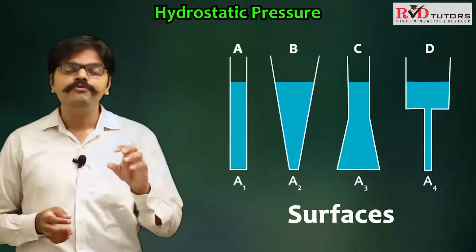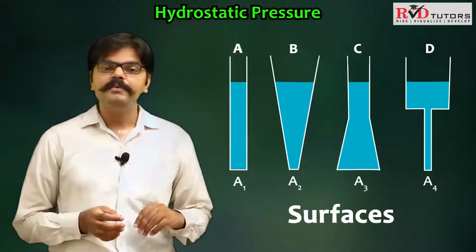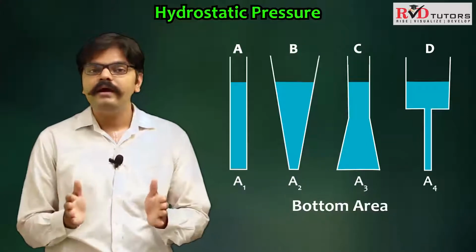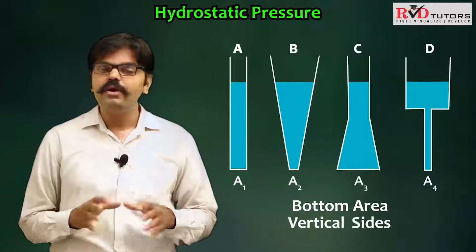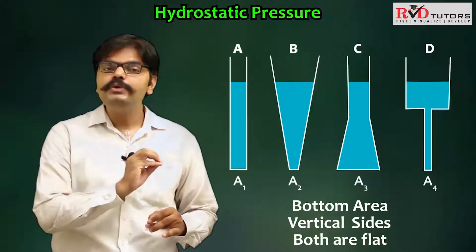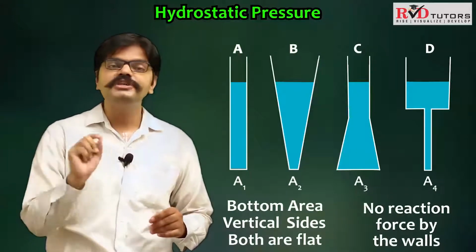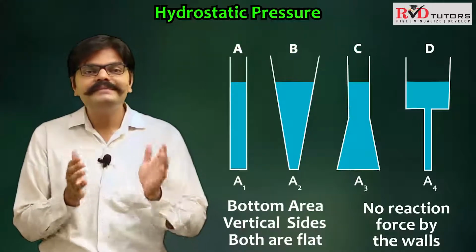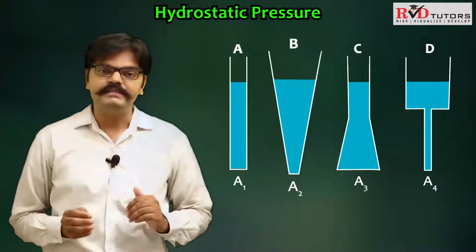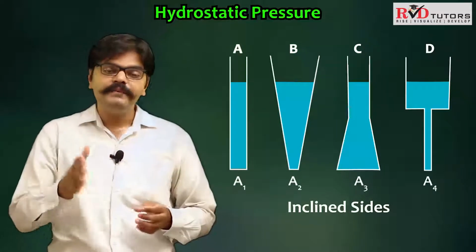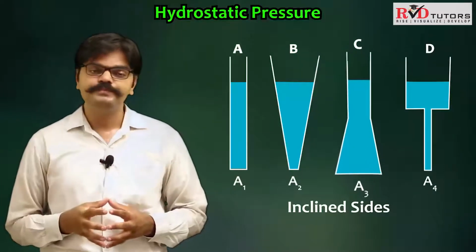Now I would like you to concentrate on vessel number one. In this vessel, the bottom area as well as the vertical sides are all flat. In this case, there is absolutely no reaction force that would be generated by the walls of that vessel. But the same thing cannot be said in case of the second vessel. The second vessel does have inclined sides. The same thing is true in case of the third vessel as well.